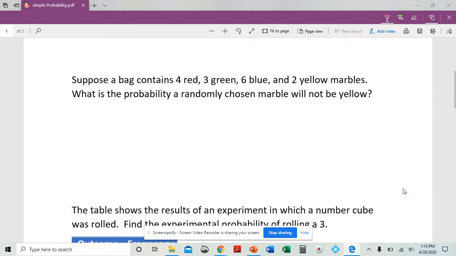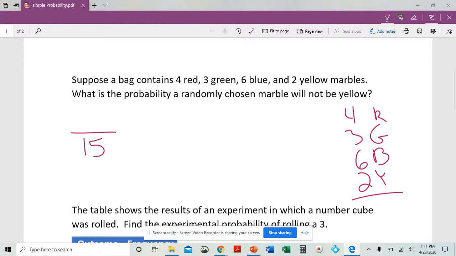All right, so here's another example. Suppose a bag contains 4 red, 3 green, 6 blue, and 2 yellow marbles. So what's our total number of marbles here? We have 4 red, 3 green, 6 blue, 2 yellow. That's going to give us 7, 8, 9, 15. 15 total. So we know our denominator is going to be 15 in our ratio, because there's 15 total. So what is the probability a randomly chosen marble will not be yellow?